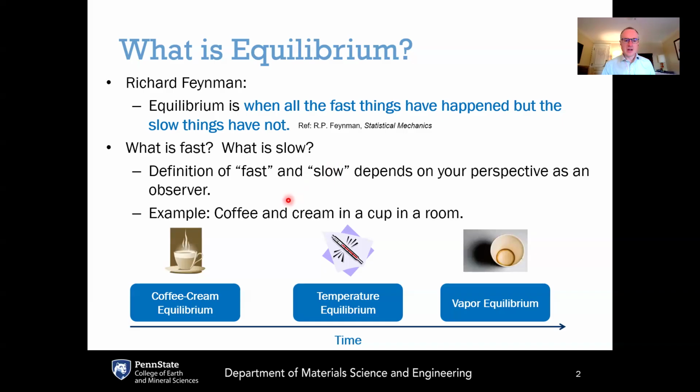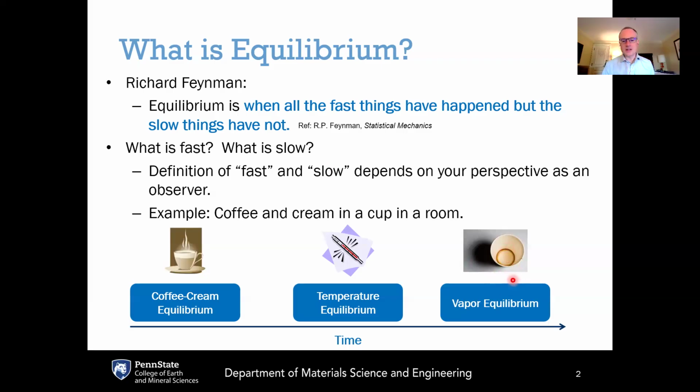For example, let us consider a cup of coffee with some cream poured in it in a room. Once we pour the cream into the cup of coffee, there is a chemical equilibrium that is reached as it homogenizes. But if we wait a longer period of time, the hot coffee cream mixture will reach a temperature equilibrium with the room. And if we wait an even longer period of time, it will reach a vapor equilibrium with the room, and all that will be left is this little ring of what used to be coffee at the bottom.